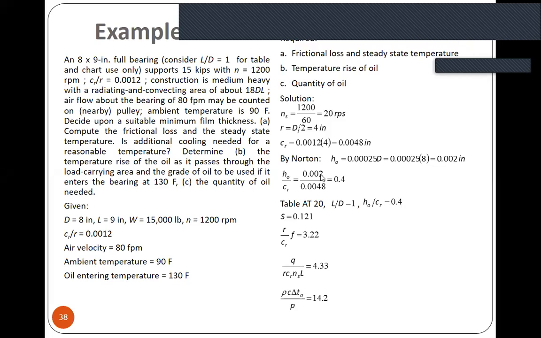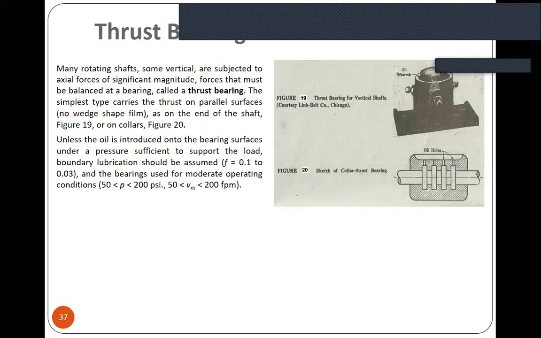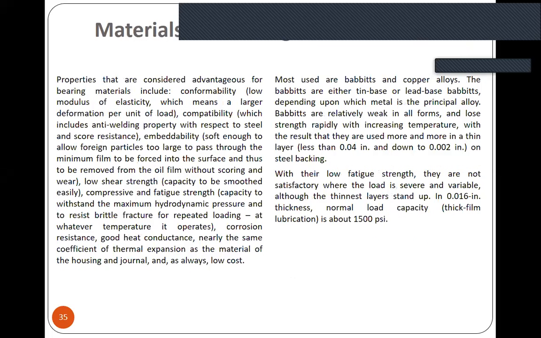So, this is S sub 0. This is what we forgot earlier. H sub O over C sub R is 0.002 over 0.0048 or 0.4. So, table 8020, the first one. In the lecture, this is table 1. Our L over D value is 1. H sub O over CR is 0.4. So, look, there you will see S as 0.121. So, page 15.